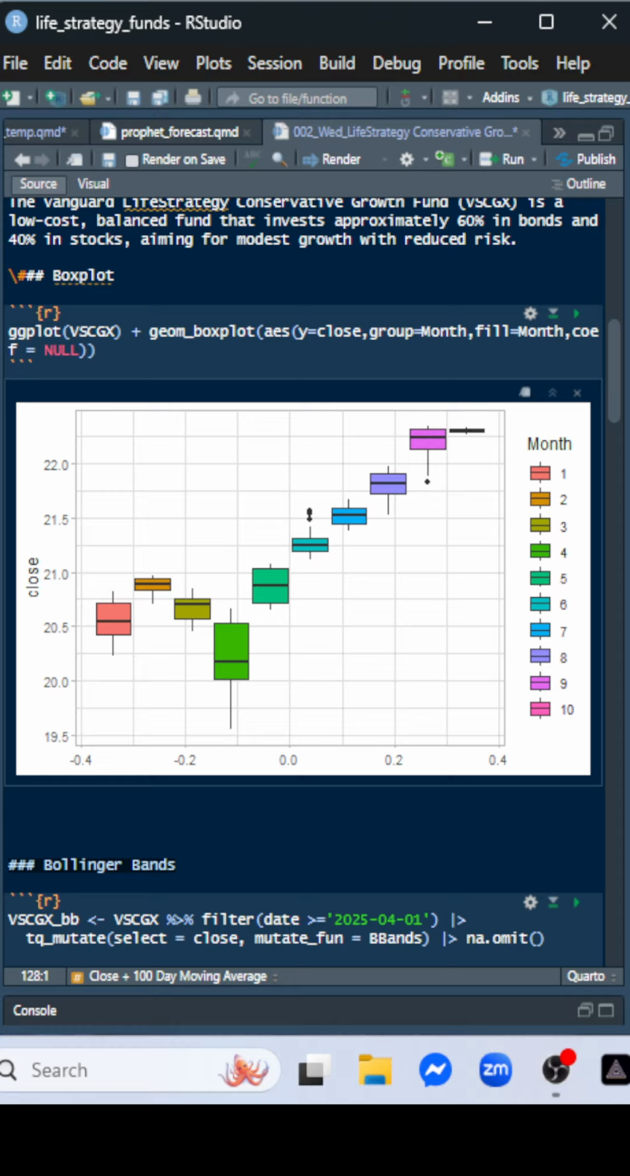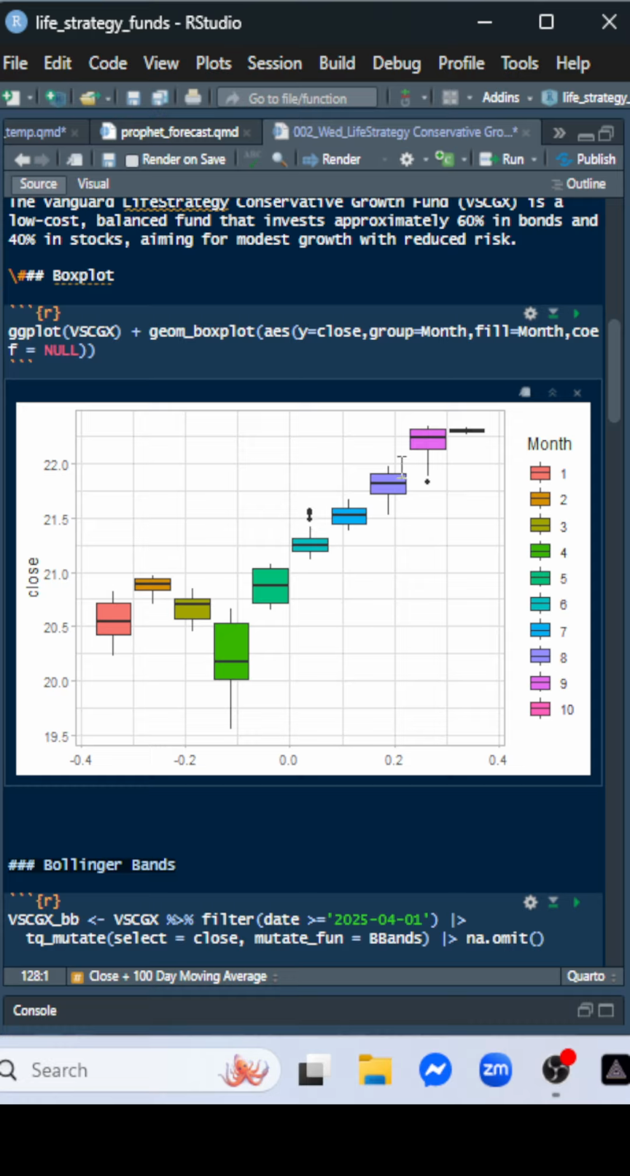So now we're looking at the LifeStrategy Conservative Growth Fund. This is one that's heavily weighted towards 60% bonds, 40% stocks. Interesting, okay? And as always, this is a good sign. Narrow bands, narrow boxes mean less volatility, because you went from crazy volatility here to moderate volatility. The last few months, we've had minimal volatility, and you're going to see this confirmed when we look at the Bollinger Bands.